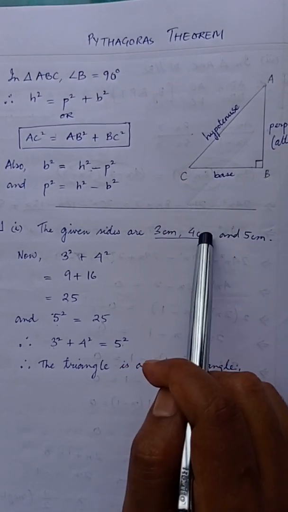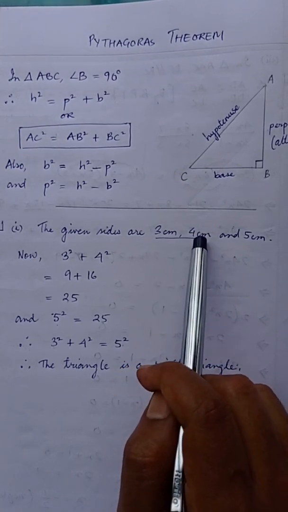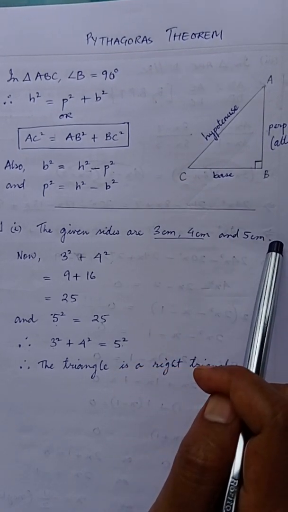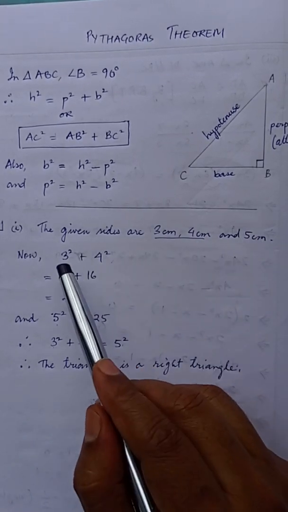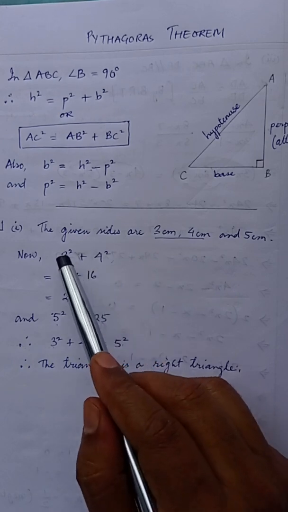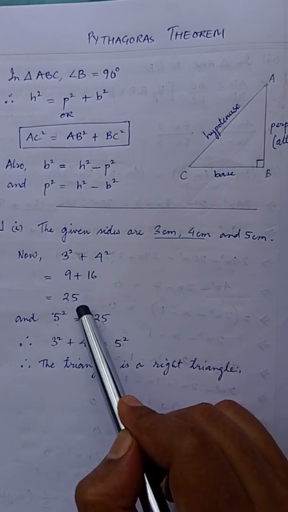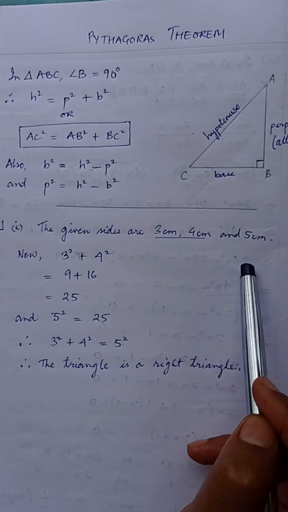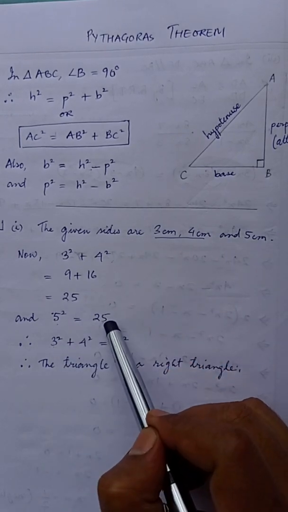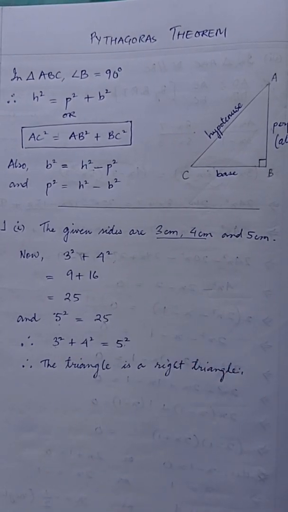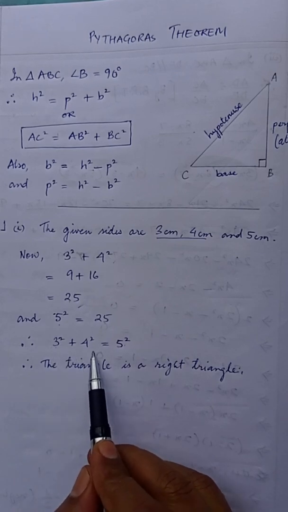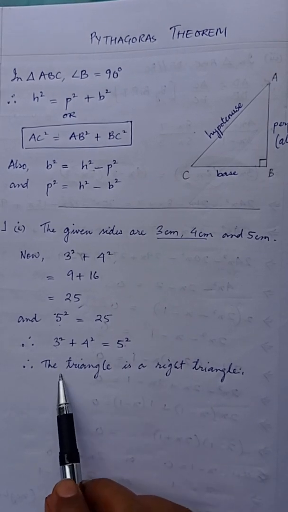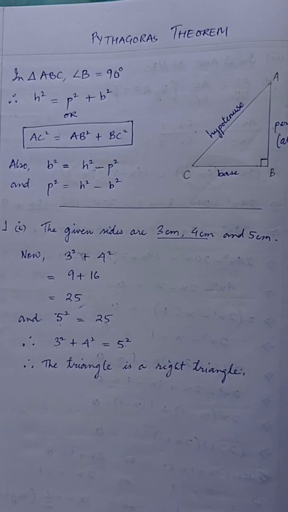If the sum of the squares of these two is equal to the square of this one, then it's a right triangle, or else it is not. So the given sides are 3, 4 and 5. We will take 3 square plus 4 square, that is 9 plus 16, which is 25. Now this one will be squared separately. 5 square is equal to 25. So you can see 3 square plus 4 square is equal to 5 square, as 25 is equal to 25. That means the triangle is a right triangle.